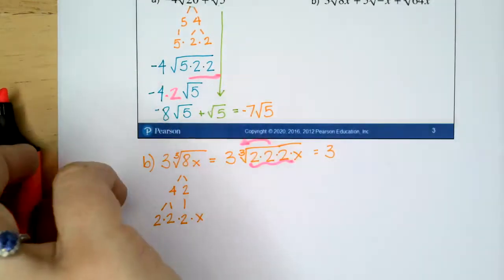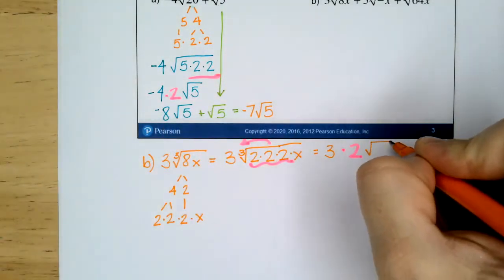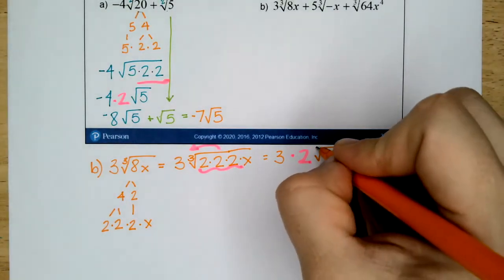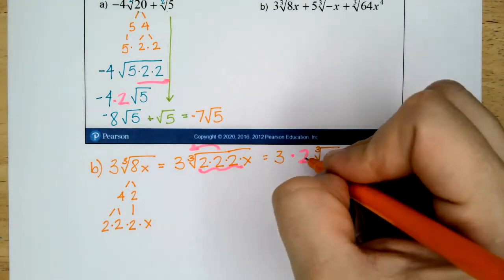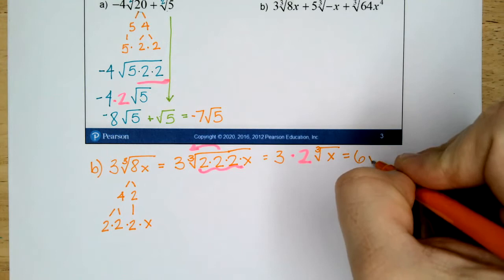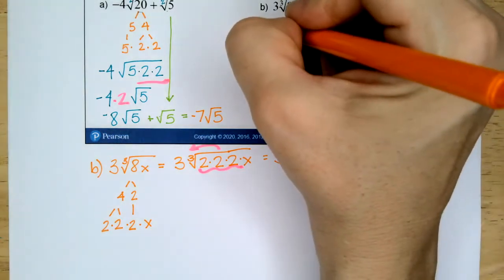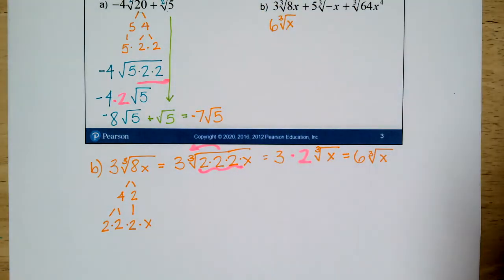3 times 2. And the x is the only thing left in there. So that, oops, I forgot that 3. Never change that to a 2. If you leave it blank, it becomes a 2. 3 times 2 is 6. So now I have 6 times the cubed root of x for my first term. 6 cubed root x. Good.